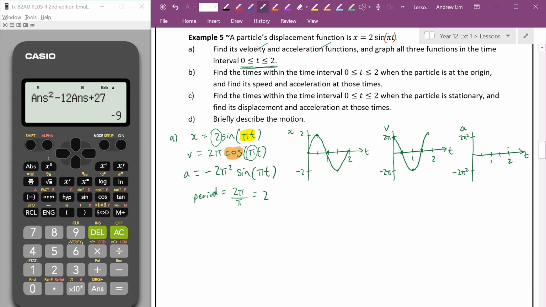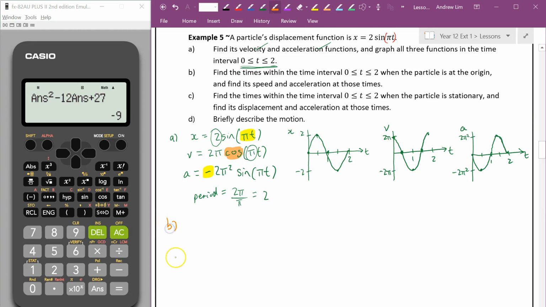All right. Now, because of this negative symbol here, it's not the normal sine curve. Well, it is a normal sine curve. We're just going to flip it. We're going to reflect it across the t-axis. So instead of going up like normal, we're going to go down first. So I'm going to go down, then up, then back down. So it's going to look like this. Right, and that's my acceleration curve. Alright, so that's question A done.